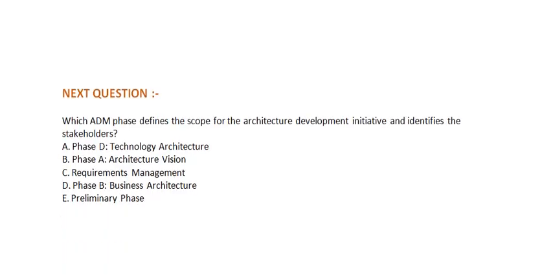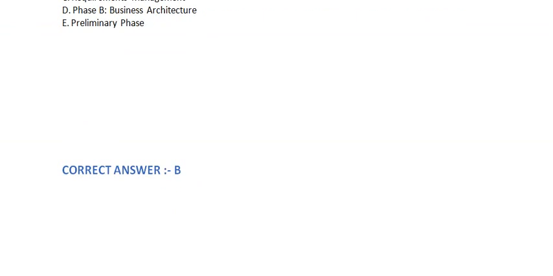Next question is which ADM phase defines the scope for the architecture development initiative and identifies the stakeholders? Option A, phase D, technology architecture. Option B, phase A, architecture vision. Option C, requirements management. Option D, phase B, business architecture. And option E, preliminary phase. The correct answer is option B.